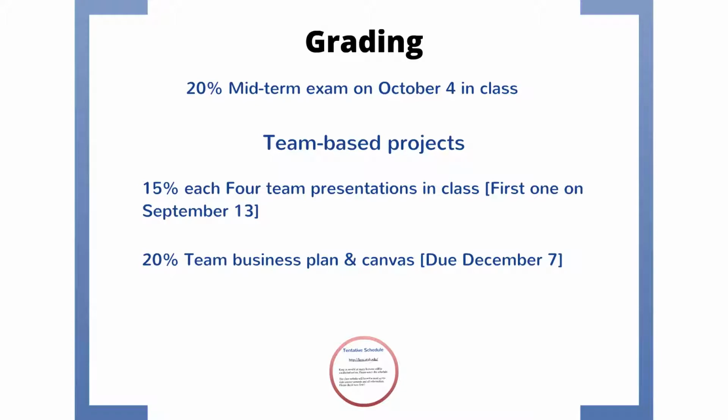And the final thing is a team business plan and canvas. We'll talk about what a canvas means later on. That's a specific approach to entrepreneurship. How do you address innovation, and how do you actually execute on a business plan? But not so important at the moment. And there are some very specific things that go into what I call a business plan.